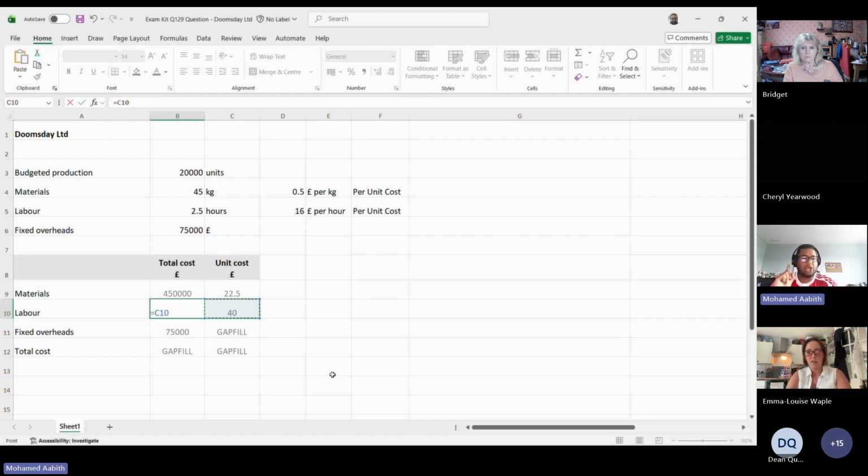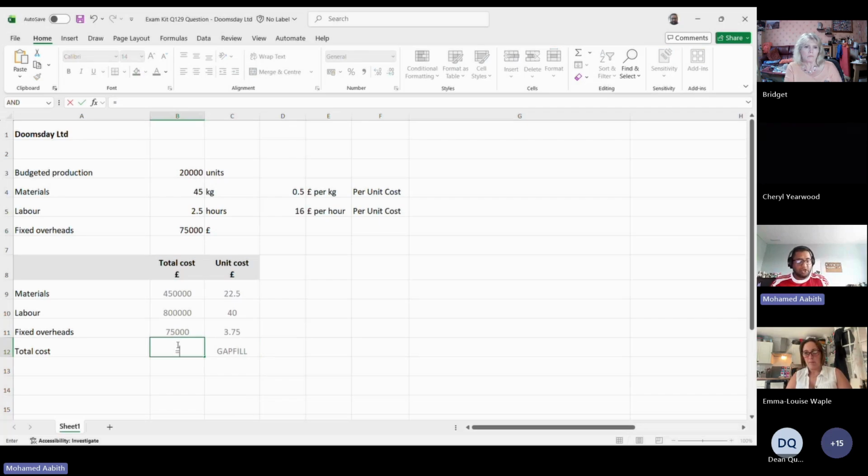So each unit is going to be costing you £40 labor. The total number of units is 20,000 units, and it's going to cost me £800,000. And how would I find the fixed overheads now? I know the total fixed overheads for 20,000 units, £75,000. So the 1 unit is going to be this divided by that number. That gives you £3.75. So I can fill in the rest of the information.